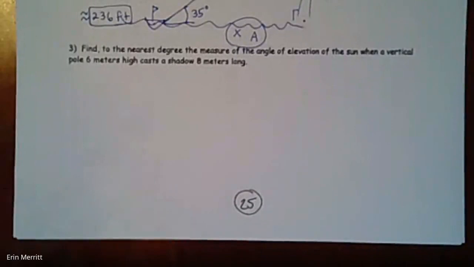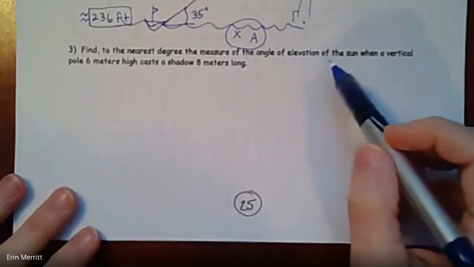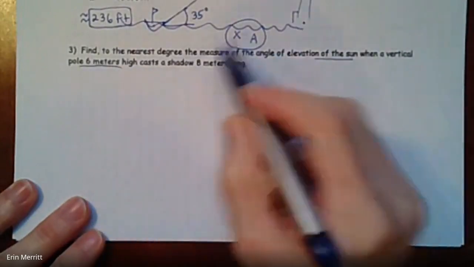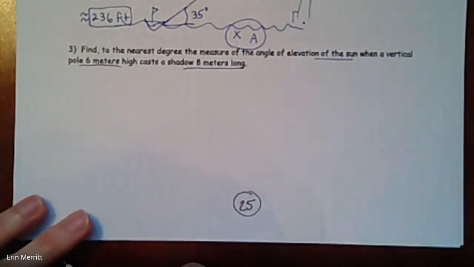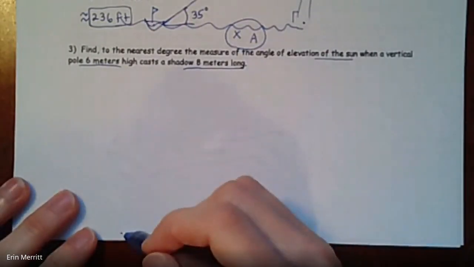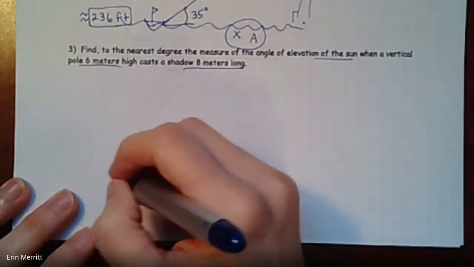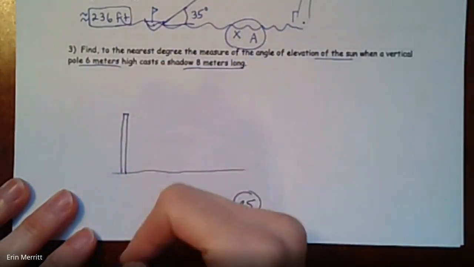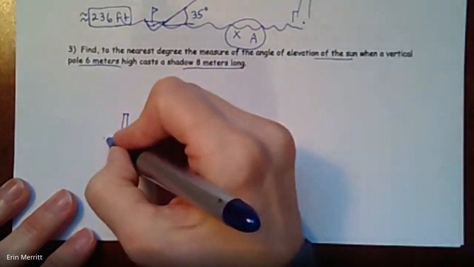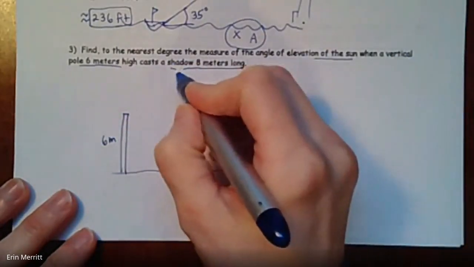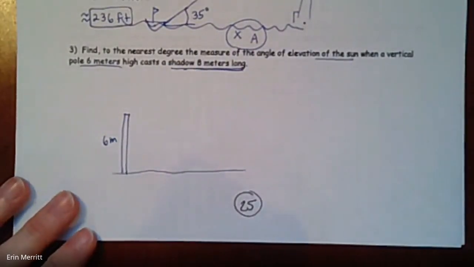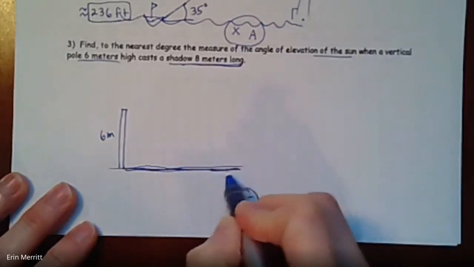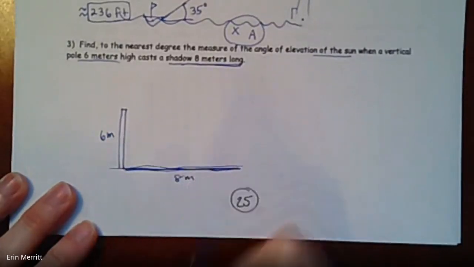All right, moving on. Find to the nearest degree the measure of the angle of elevation of the sun when a vertical pole 6 meters high casts a shadow that's 8 meters long. All right, this one for some reason sometimes messes with people. So what I want you to think of, here's the ground, and you just have this vertical pole. So that's easy enough to draw. The vertical pole that's 6 meters high. So this is 6 meters. It casts a shadow that's 8 meters long. Think about where your shadow is. It's on the ground. So down here, my shadow is 8 meters long.